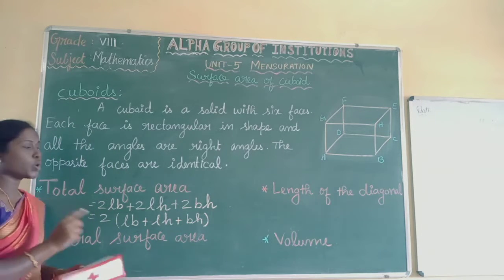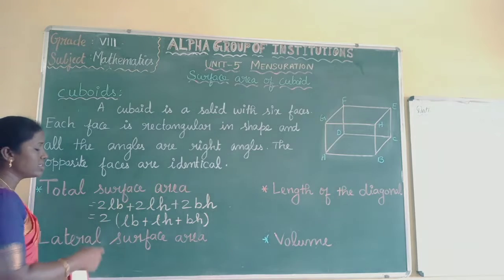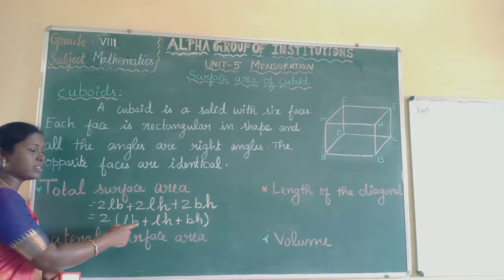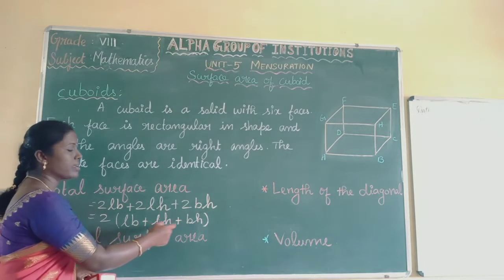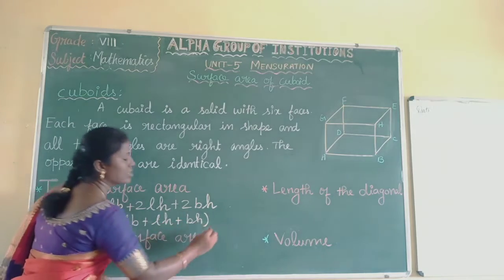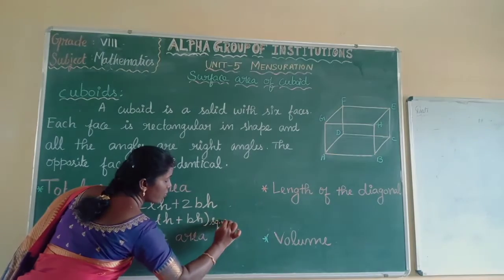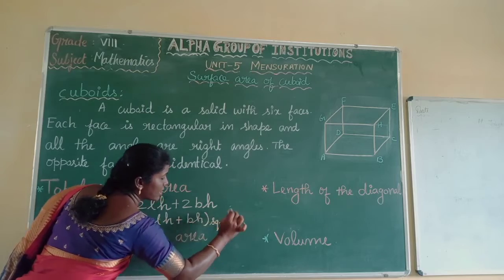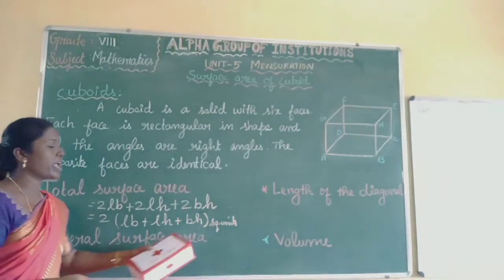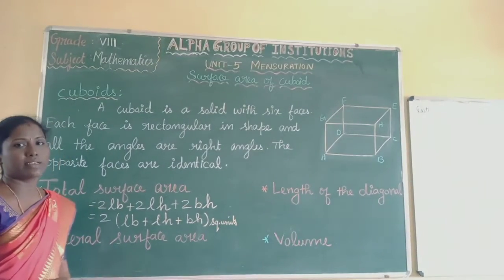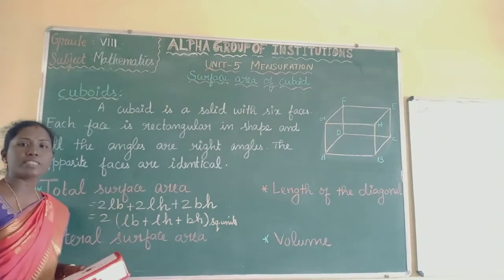So, finally, the total surface area of the cuboid is 2 into length into breadth plus length into height plus breadth into height square units. Whenever you are finding the area, we are multiplying the measures, so you have to put square units. Now clear on the total surface area.